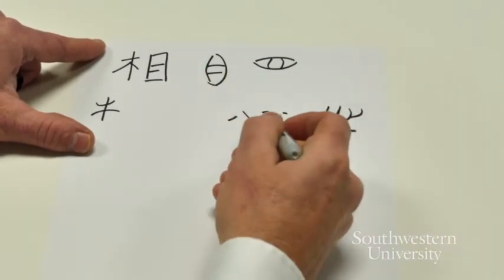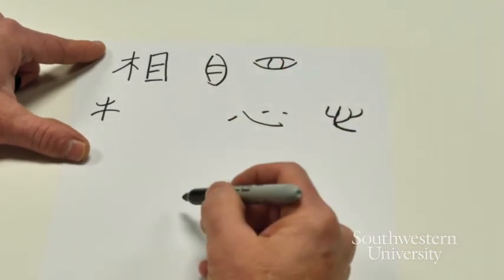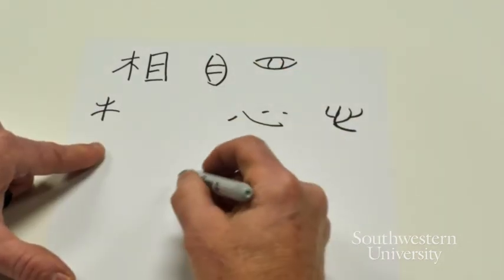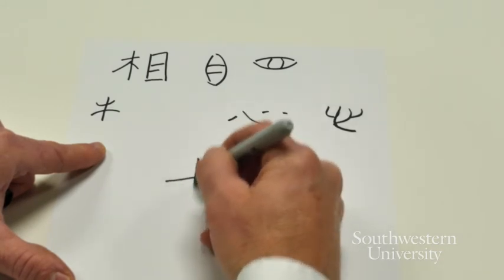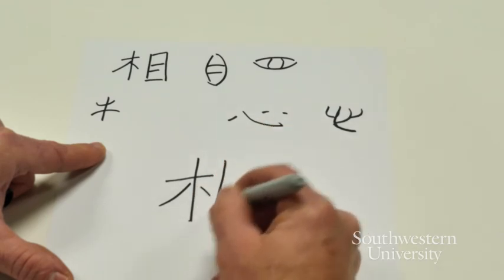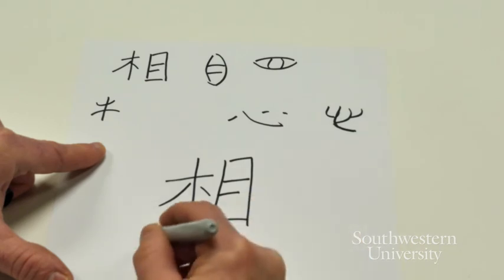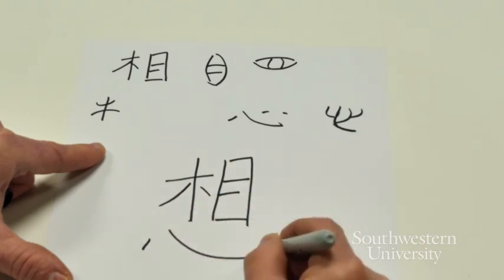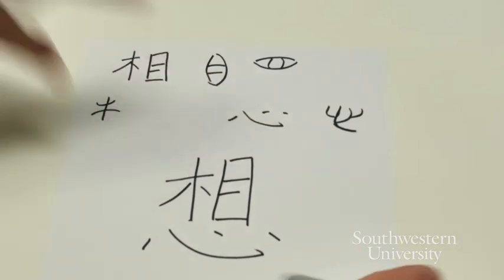simplified to this form. So the thing that goes on inside of the heart, to think of, to miss, to want to do something. Xiang.